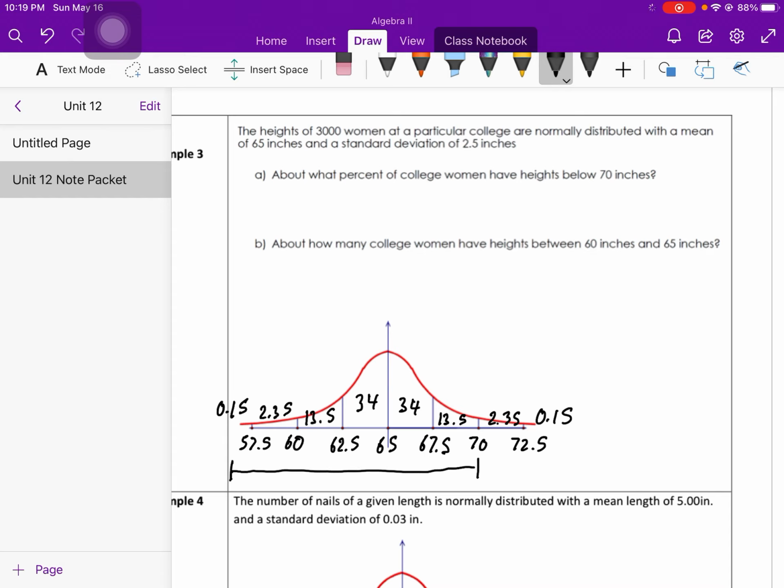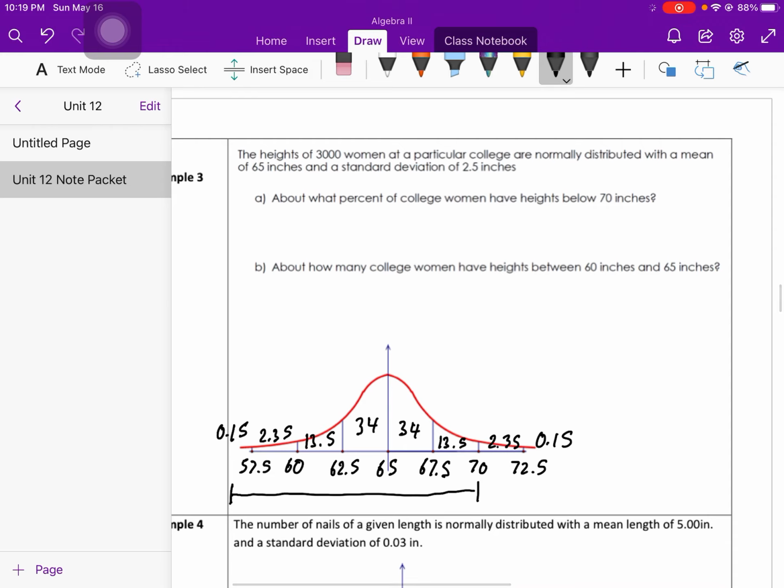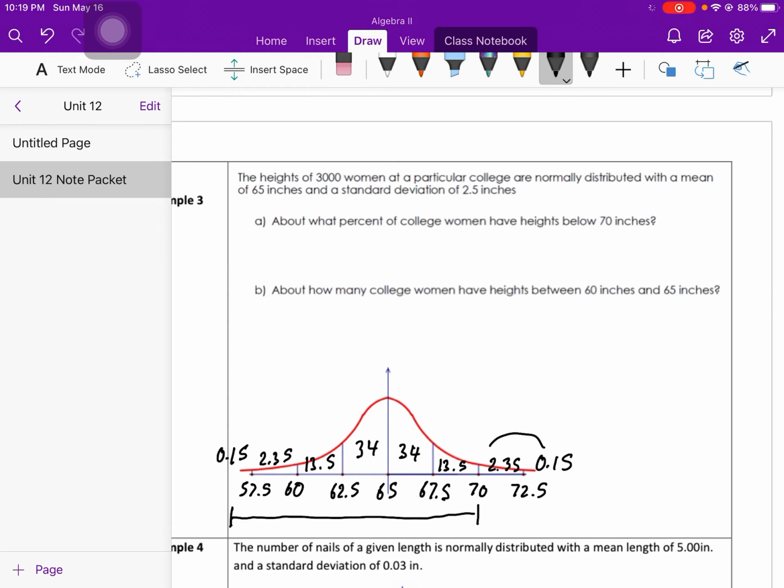Now we could add up all of those little pieces together, or we could tell ourselves, well, I know everything that is above 70 is just 2.35 and 0.15, those two together. And then I can just subtract that from 1 or 100%, I should say. So if I do 100, thinking of this whole thing as 100%, minus 2.35 plus 0.15, I'm going to end up getting 97.5%. So 97.5% of women have heights below 70 inches.